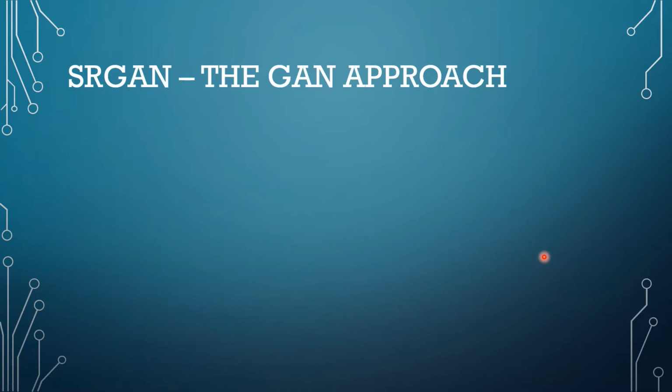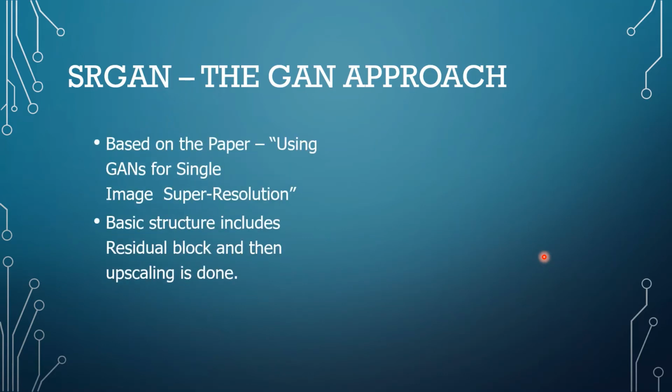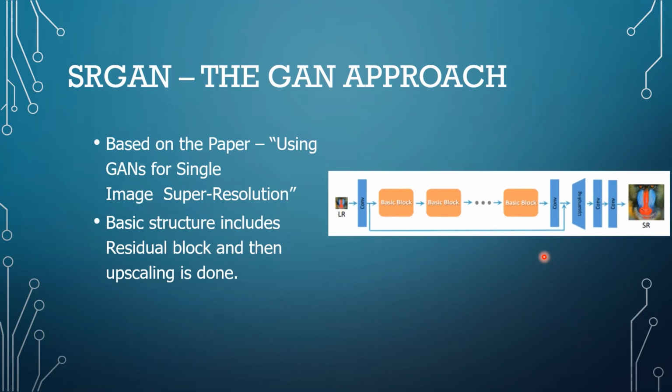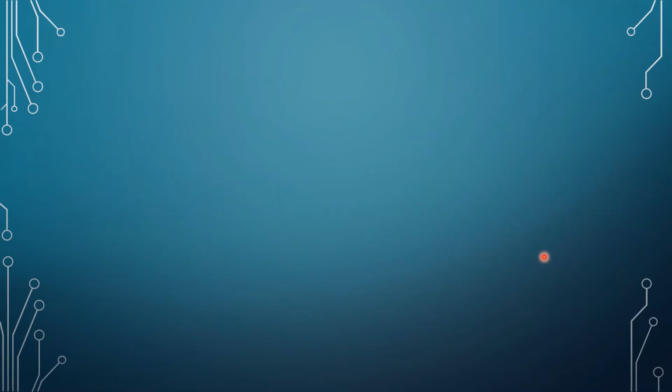SR-GAN is one of the architectures which gives very good output for upsampling. It is based on the 2017 CVPR paper using GAN for image super resolution. As shown in this image, the architecture mostly consists of residual blocks followed by an upsampling layer. In this project, we have used 8 residual blocks.